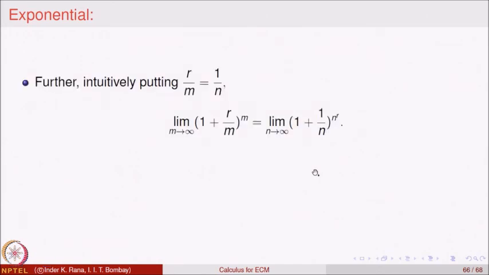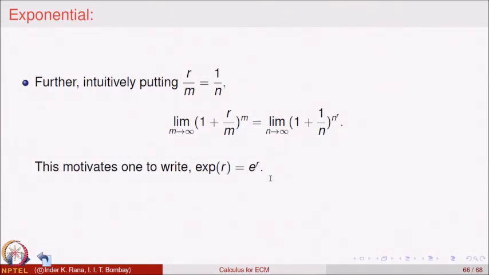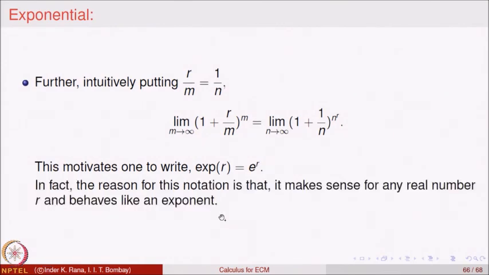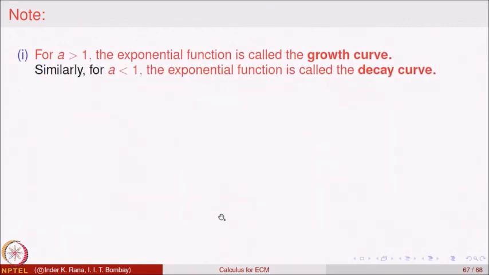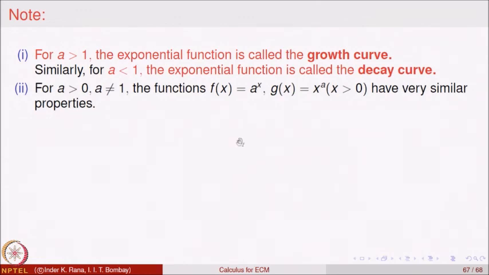So, that limit, if it is taken as this, means one can define e raised to power r that way, and it behaves like an exponent. The exponential function a raised to power x that we have said is what is called a growth function when a is bigger than 1, and when a is less than 1, this is called the decay function.